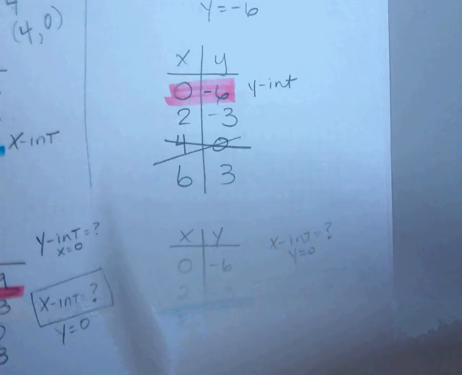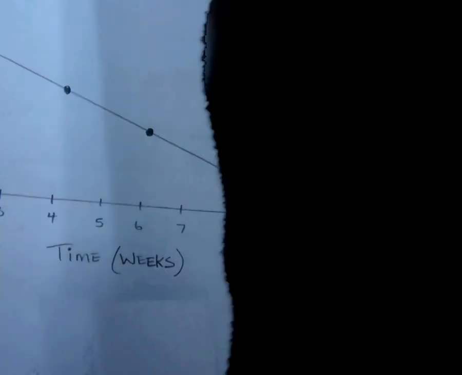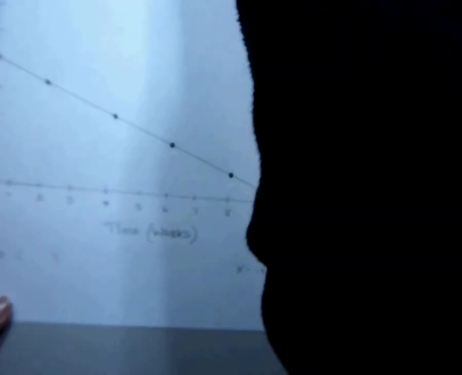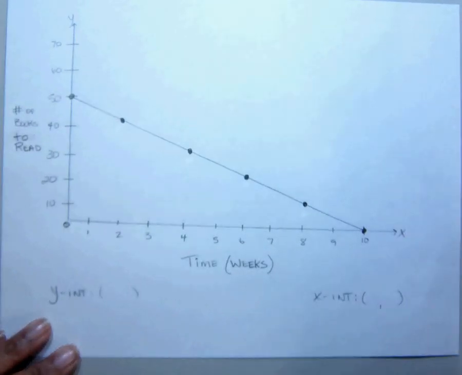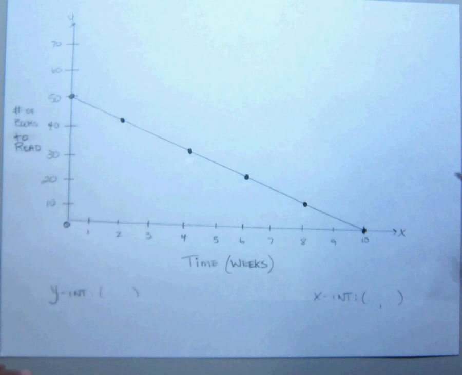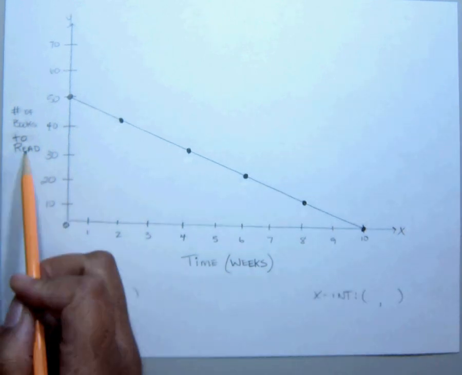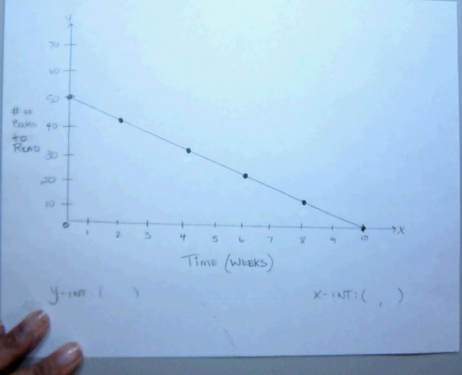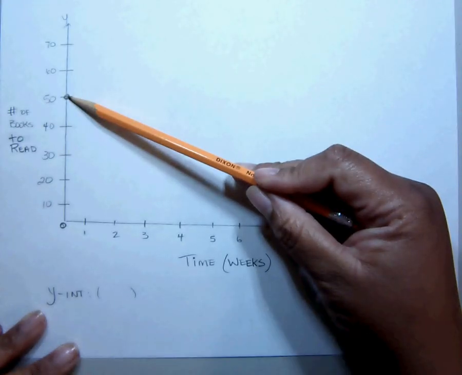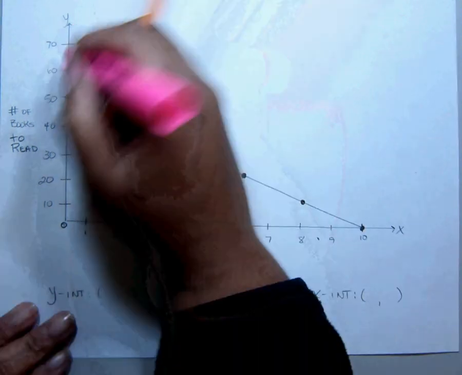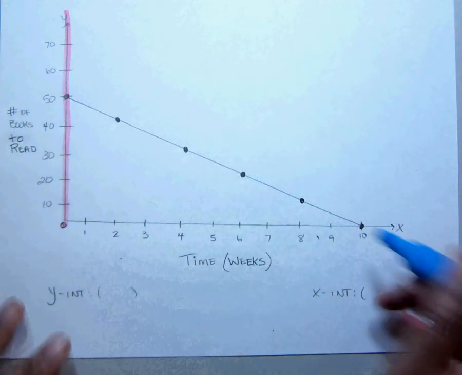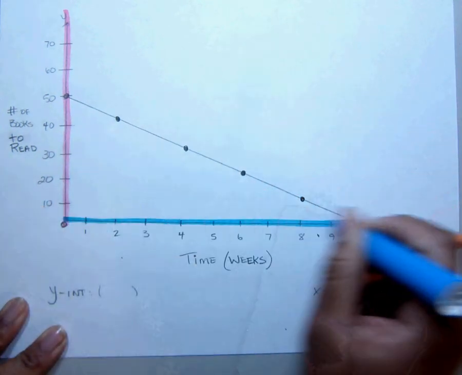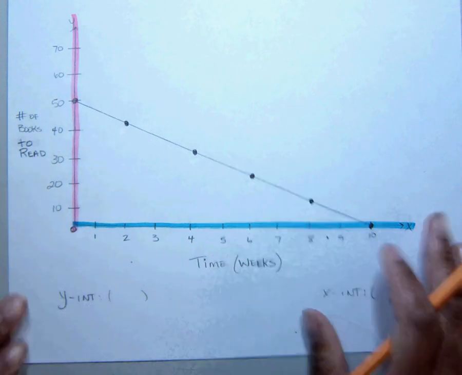Last piece of talking about X and Y intercepts. I have a graph here talking about the number of books that I have to read versus time. My time is independent. The number of books that I have to read is going to be my dependent variable. And I'm going to start off with 50 books. Well, I know you see that that's the Y-intercept. Good job. And I know that you see that 10 is my X-intercept. Good.